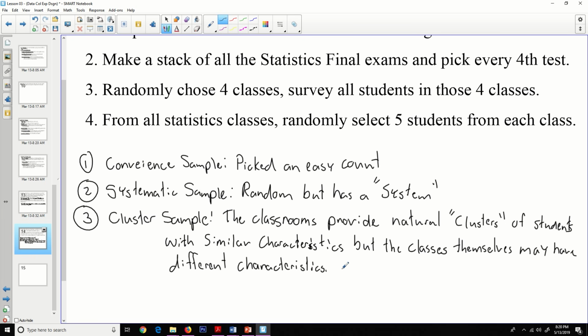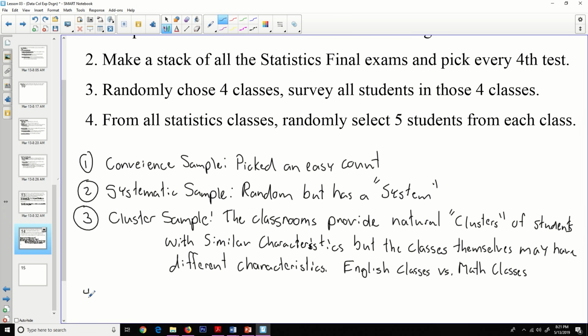And what I mean by that is English classes versus math classes may have different characteristics. So if you're making your selection, your 5 students randomly from an English class, they may have certain characteristics different from 5 students from the math classes.